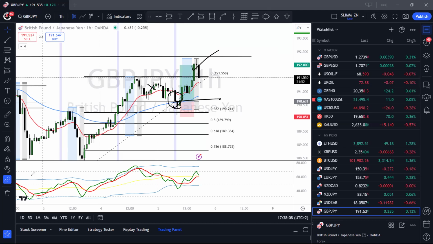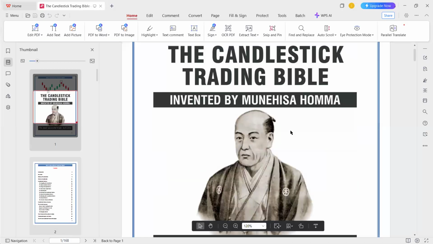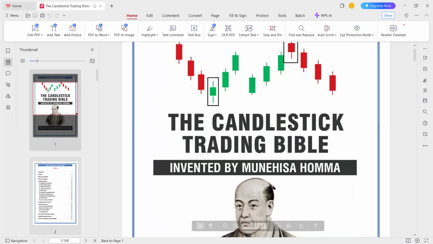So again, all these things are in the book. So you guys, if you haven't read the book yet, make time to read the Candlestick Trading Bible. There's the book. We went through it. Read it as many times as you can.